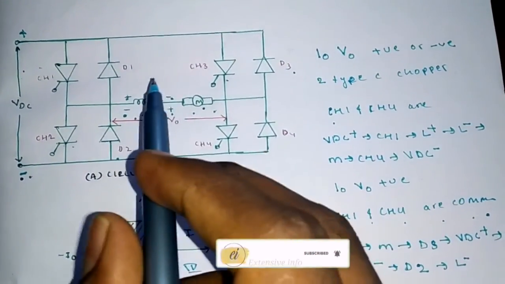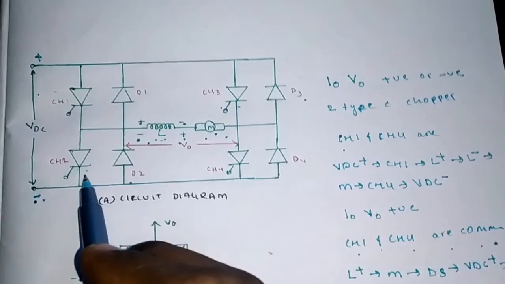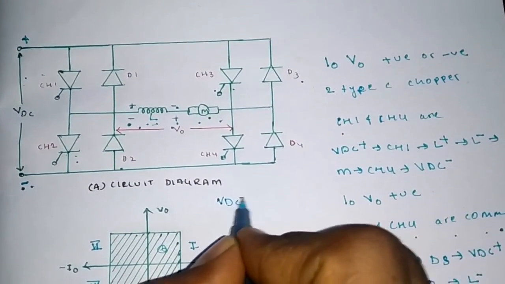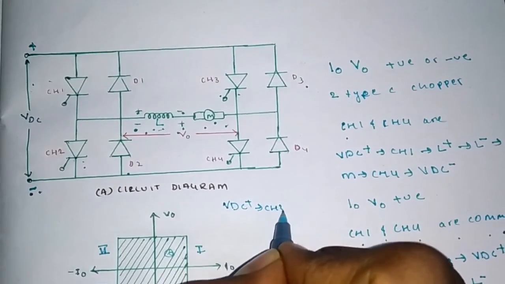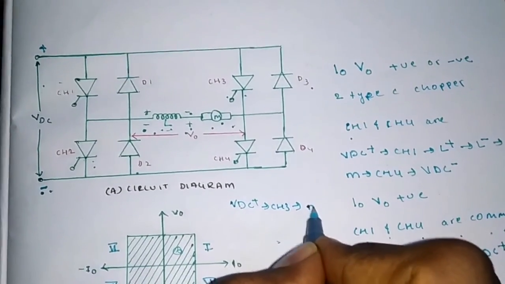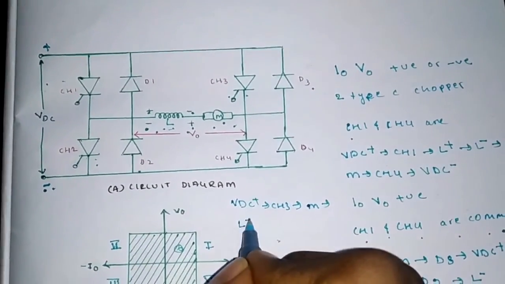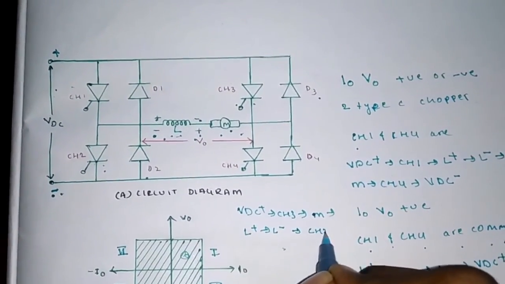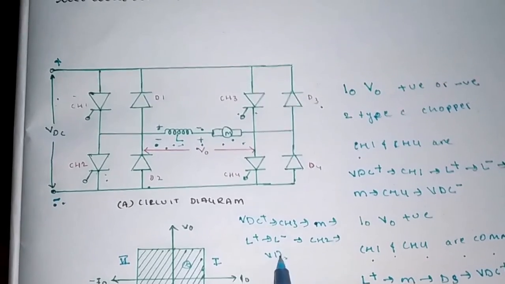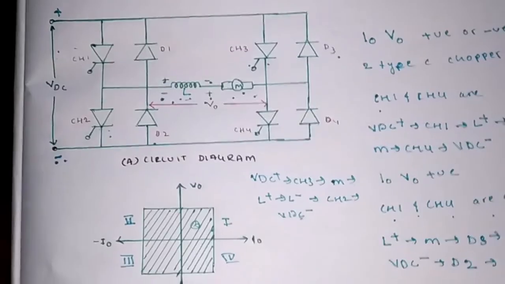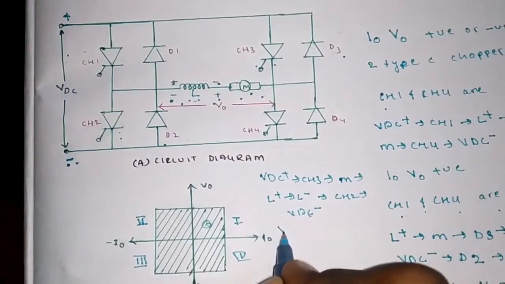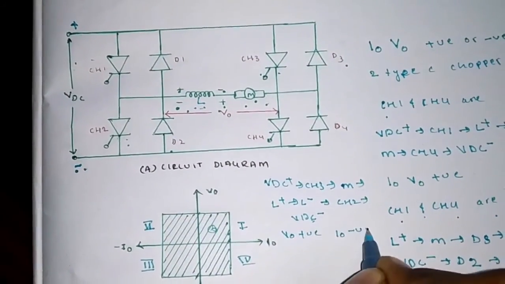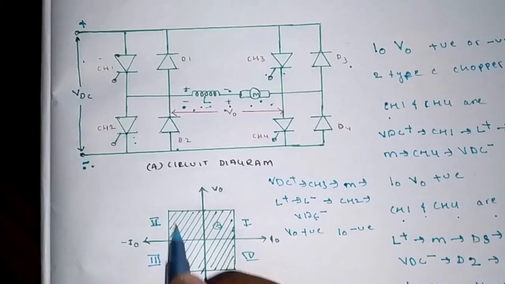When CH3 and CH2 are triggered, the flow of the current from VDC plus, CH3, motor, L plus, L minus, CH2 and VDC minus. Here the output voltage is positive and the load current is negative, hence the second quadrant operation is possible.